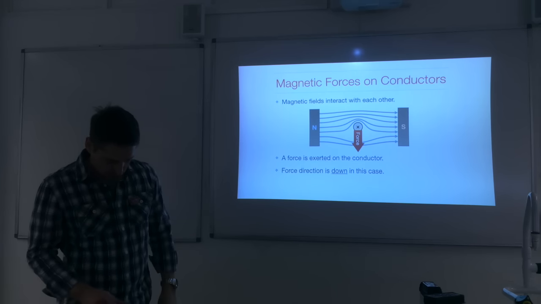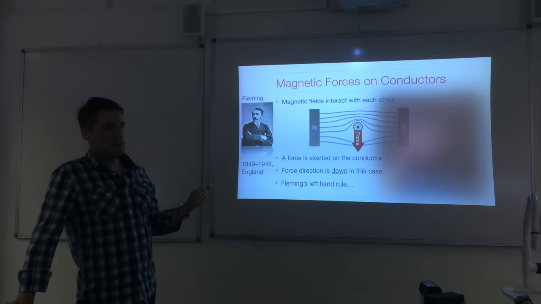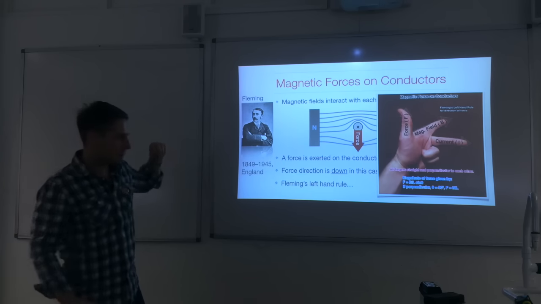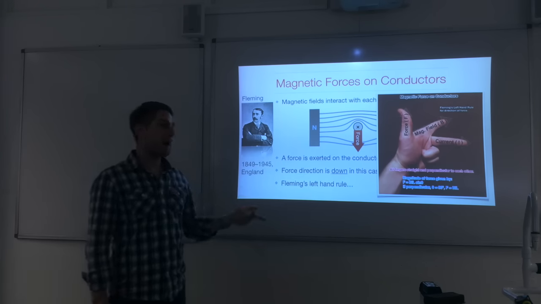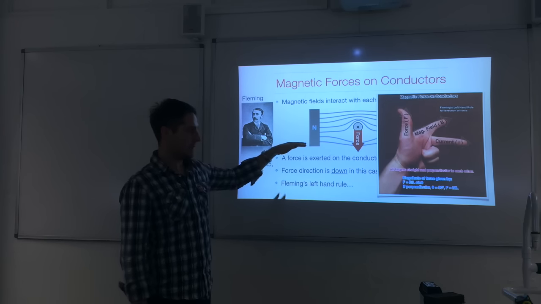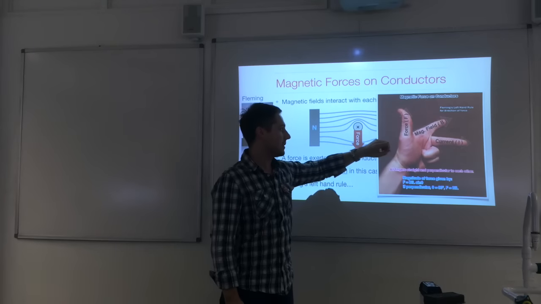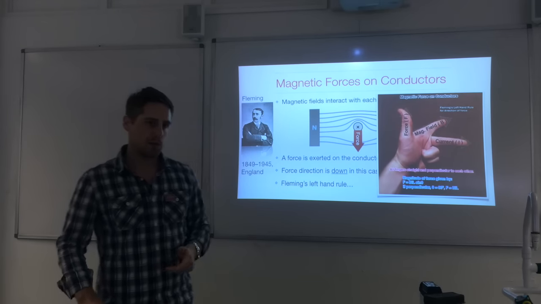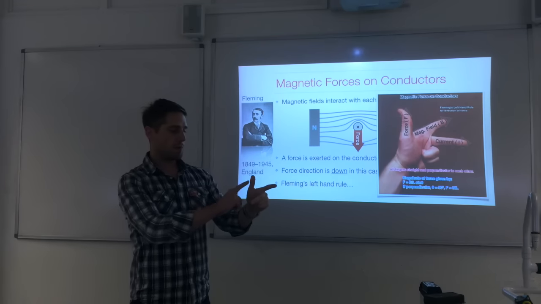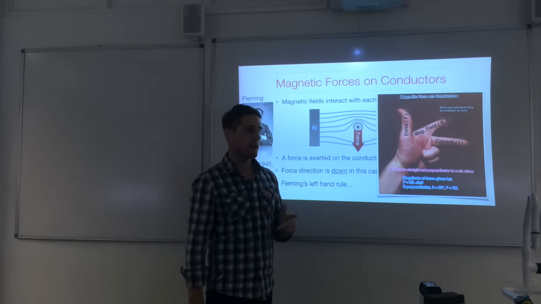So we've got this force, and you can use a mnemonic from Fleming, who was an engineer who lived 1849 to 1945. He came up with a way of working out that force direction on the current carrying conductor in a magnetic field, and that is Fleming's left-hand rule. This is a picture that I've tweeted, one of my Twitter summaries for Fleming's left-hand rule. So you take your thumb, index finger and second finger on your left hand. This only works with your left hand.